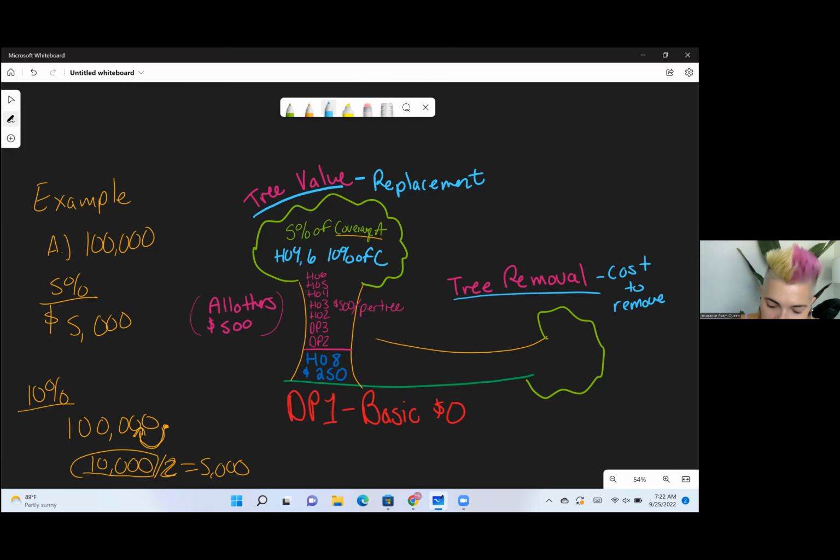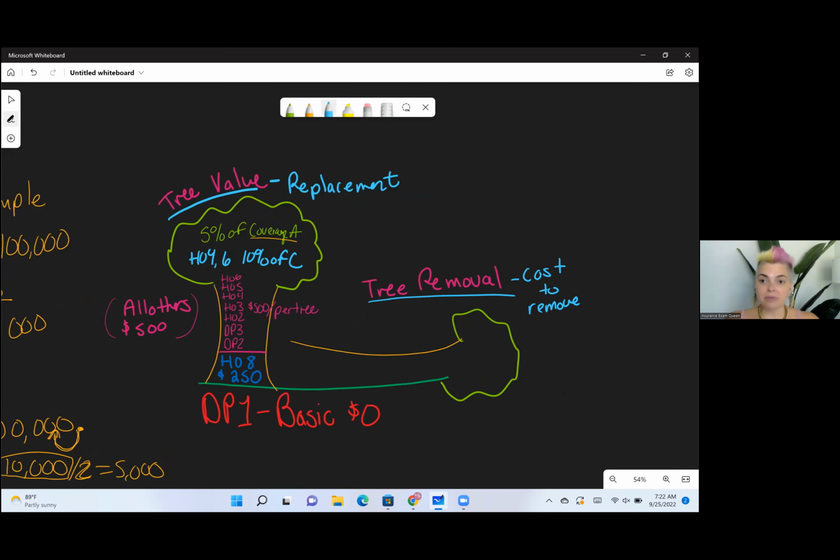A condo policy is mostly for upgrades, and with coverage A, you may only have 1,000, because if you don't have any upgrades, you won't have a lot of coverage A, which is fine. But that just means that taking 5% of 1,000 is like nothing. So they set it at coverage C. So all other policies will be 5% of coverage A, but an HO4 and an HO6 will be 10% of C.